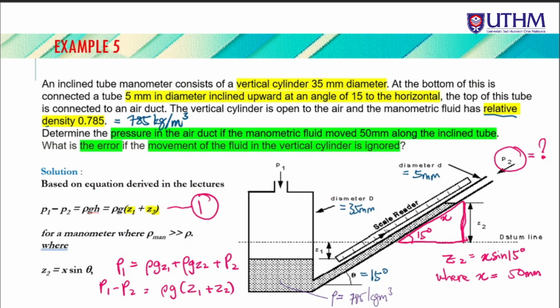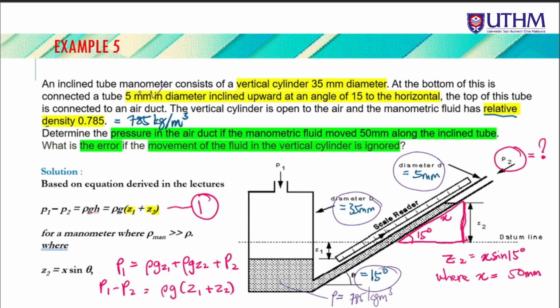questions. So yang ni related to the incline manometer lah. Okay, an incline manometer tube consists of a vertical cylinder of 35 mm diameter. So yang ni ada 35 mm. Okay, at the bottom of this is connected a tube with 5 mm diameter inclined upward at an angle of 15 degree to the horizontal. So yang ni kita ada 15 degree, dia buat 15 degree kan, incline tube ni. And then yang ni dia punya diameter adalah 5 lah, dan diberi semua ni.